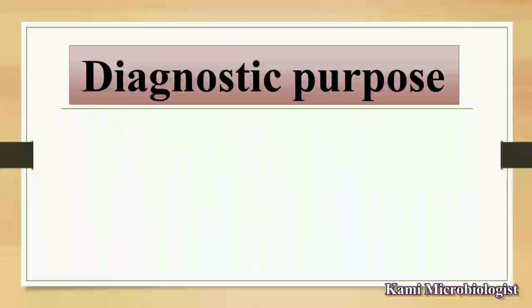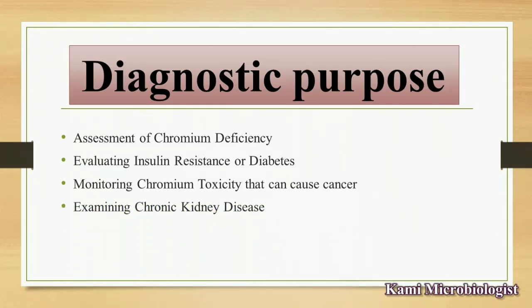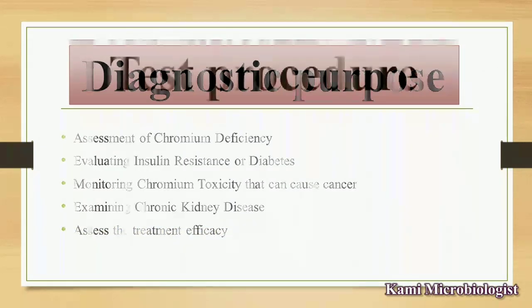Now let's see the diagnostic purpose of this test. This test is especially used to detect chromium deficiency. This test is used to evaluate insulin resistance or diabetes. This test is especially used to monitor chromium toxicity that can cause cancer. This test is also used to examine chronic kidney disease. This test is also used to check treatment efficacy.